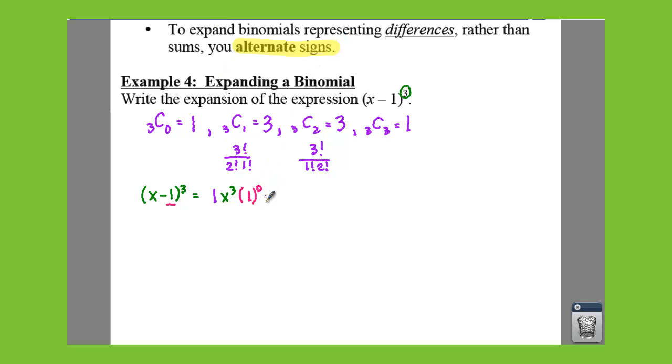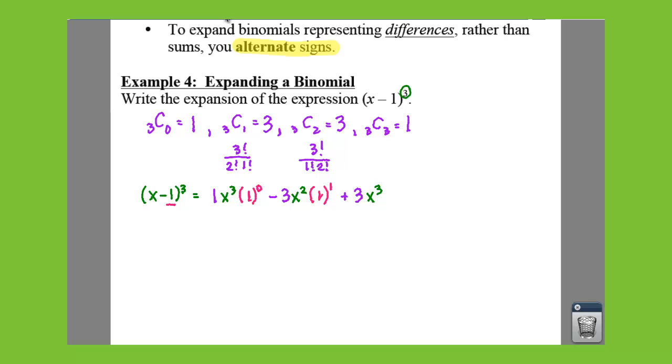Now your next term, we are alternating signs. That means we're going to have a negative 3 instead of a positive 3, x squared, and we're going to have a 1 to the 1st power, and then we're going to keep on moving. Now this is a plus 3. Now if you want to put your alternating signs at the end, you can. I don't care, just remember you must alternate them.